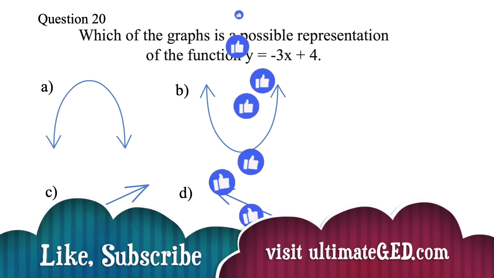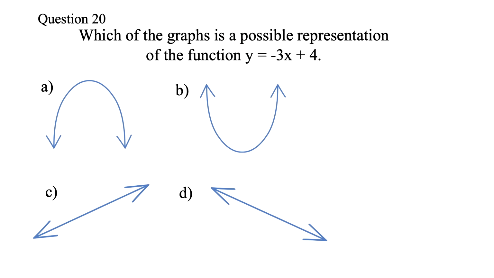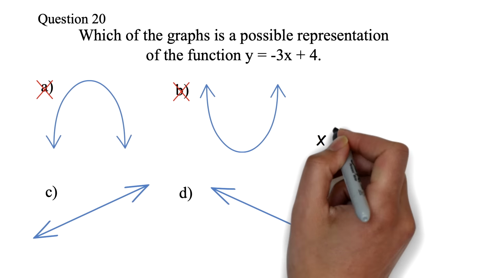Which of the graphs is a possible representation of the function y equals negative 3x plus 4? Here, there are no values on the graphs, so nothing to calculate. Option A and B are obviously wrong answers because they are parabolas or the graph of a quadratic function. For it to be option A or option B, the function must have x exponent 2.